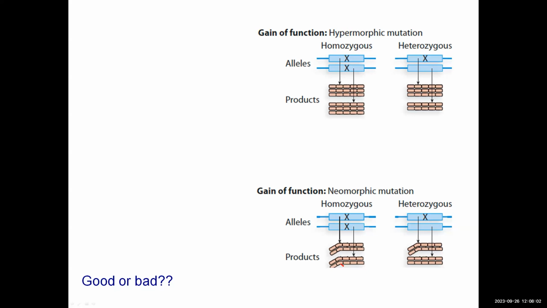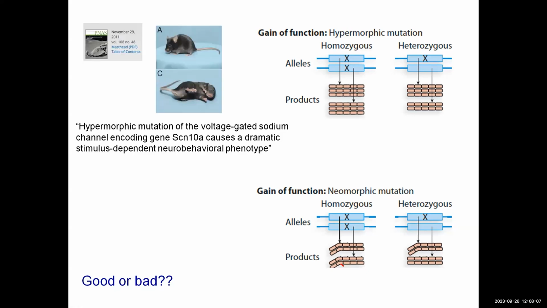Gain of function alleles can be good or bad. Gaining a function is not guaranteed to be helpful. For example, hypermorphic mutations, where there are too many voltage gated channels, can cause dramatic stimulus dependent behaviors like seizures. So, gaining additional expression of these types of channels is not good for you. So, whether or not a mutation is a null or a gain of function will also determine whether or not it could be dominant, recessive, incompletely dominant, or codominant, depending on the function of the protein itself.